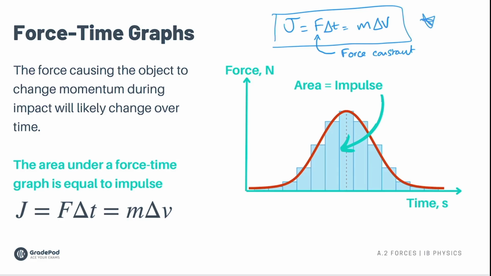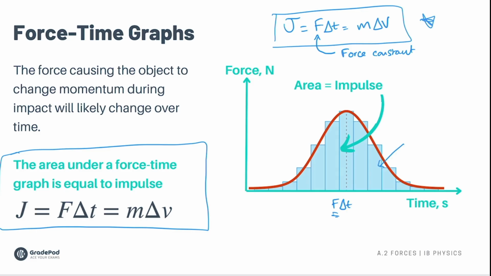When the force is not constant, then we have to look to a graph to help us work out any quantities to do with impulse. And the key for you to remember here is that the area under a force time graph is equal to impulse. So if you are presented with a force time graph, you know you're dealing with impulse. You know you're dealing with change in momentum.